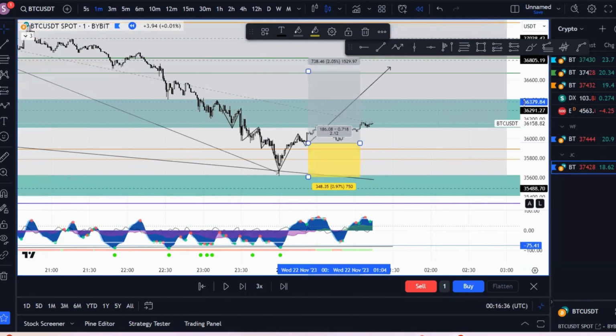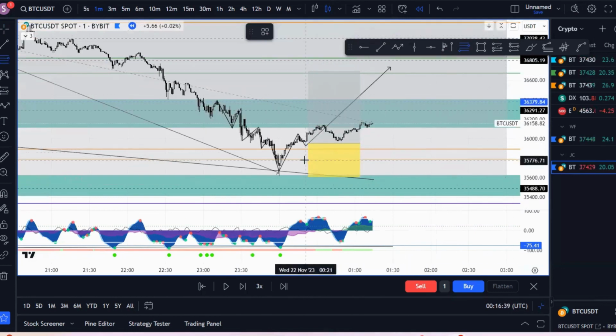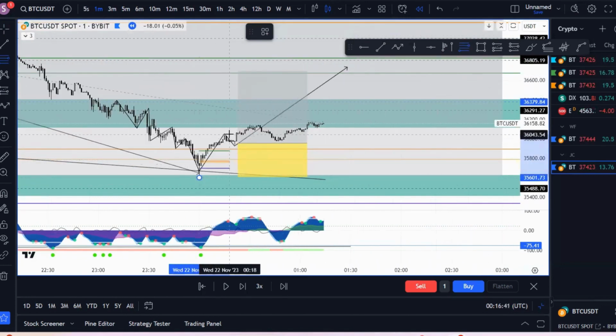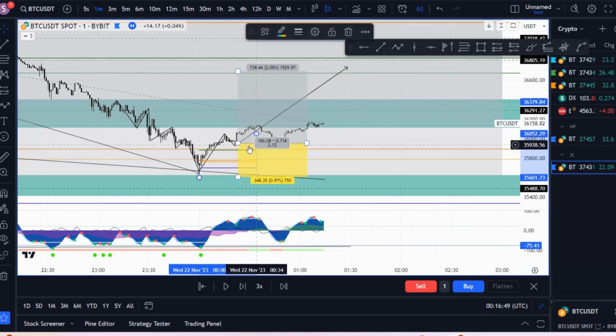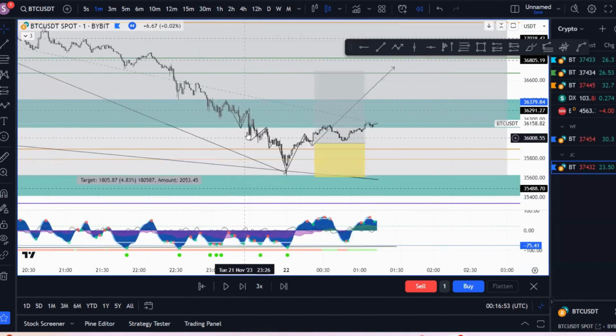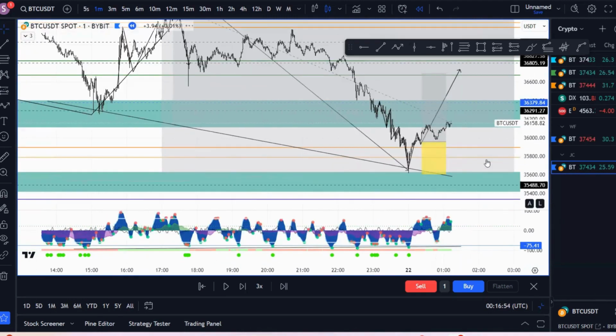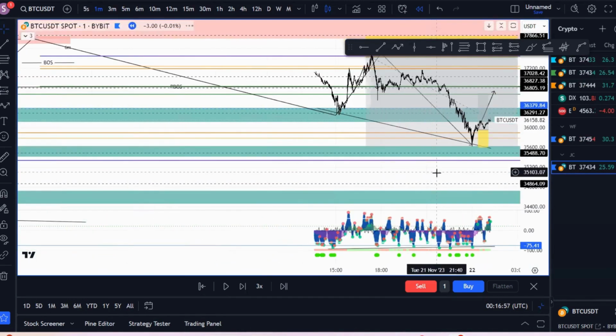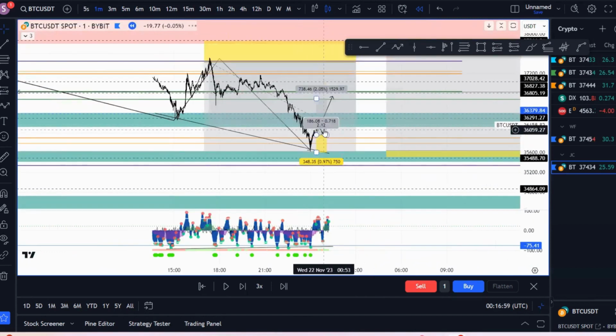All right, let's draw our fib and let's see at what level we would have entered that trade. So you see this fib, it doesn't even come back to test the 382. Okay, so this would have been quite a difficult trade to enter. All right, even though it did bounce perfectly off the POI, the POI that we've posted on the Discord.